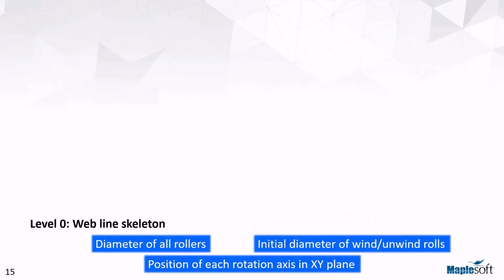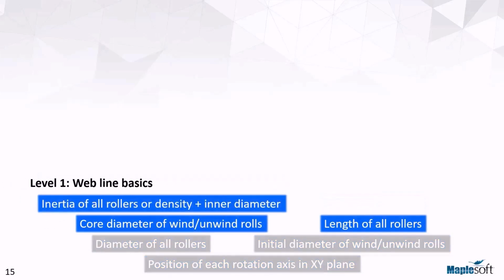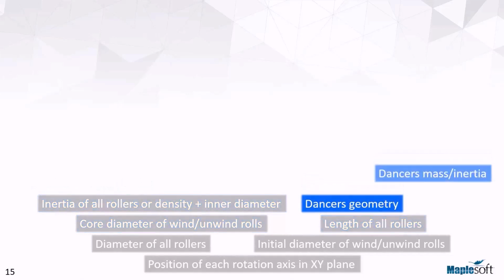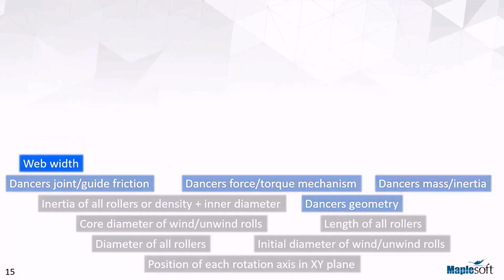So the first step is basically creating the skeleton of your model. Obviously, we need to know where each axis is and what the diameter of the rollers is. Then additional information like the length, mass and inertia of those rollers. This is the dynamic simulation, so that could play a part in the type of results that we're after. Moving parts need to be included, like dancers or accumulators, as they would potentially play an important part in the simulation results.